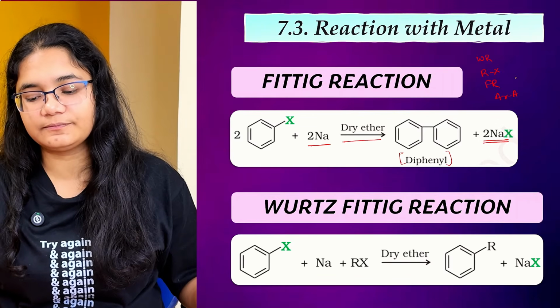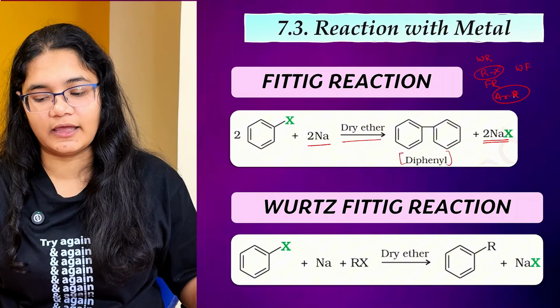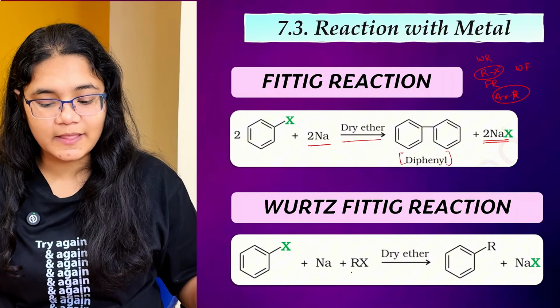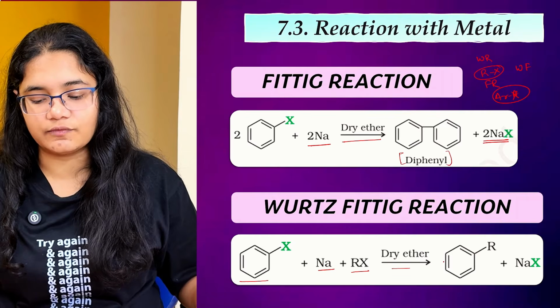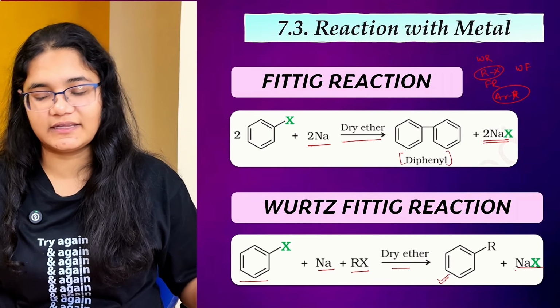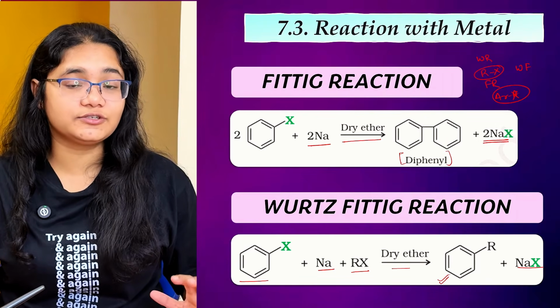Now if I have Wood-Fittig reaction, you have to take one R-X and one Ar-X. So you have to take one haloalkane and one haloarene in presence of sodium and dry ether. You will get a compound like this plus NaX. Clear? Okay. So this is all about the reactions with metals.